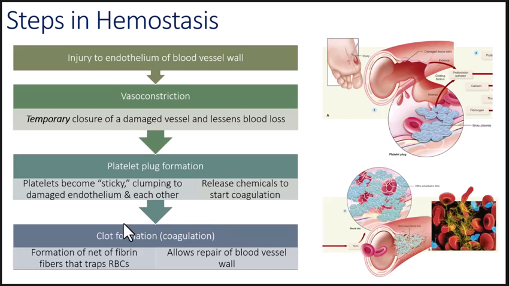Third, we have clot formation. This is the coagulation system. The coagulation system is going to be activated, which is going to form a fibrin clot, or like a net, that will prevent further bleeding. And this process allows for limited blood loss, as mentioned earlier, but it also allows for healing to occur.